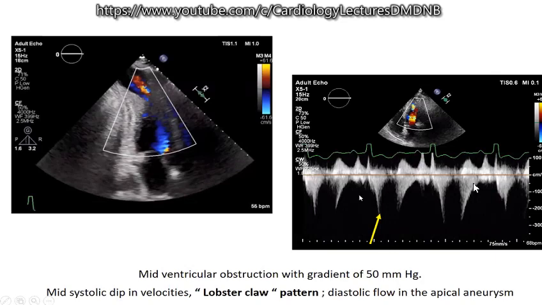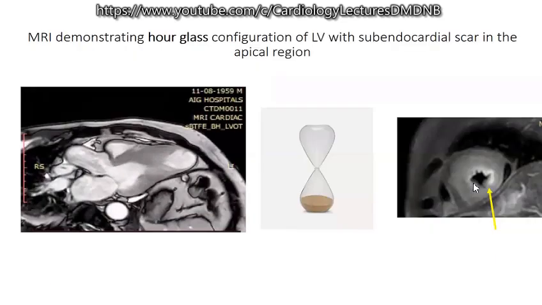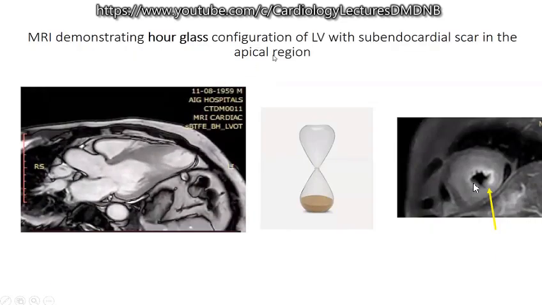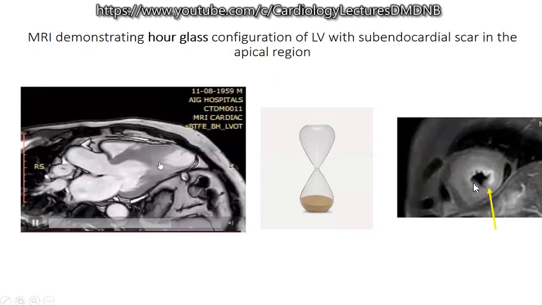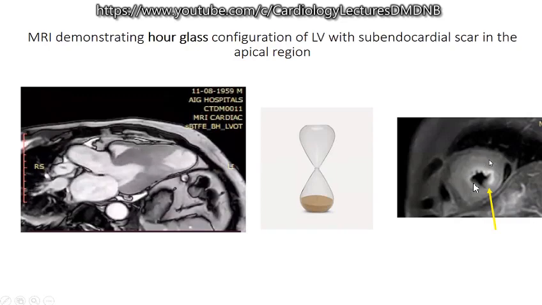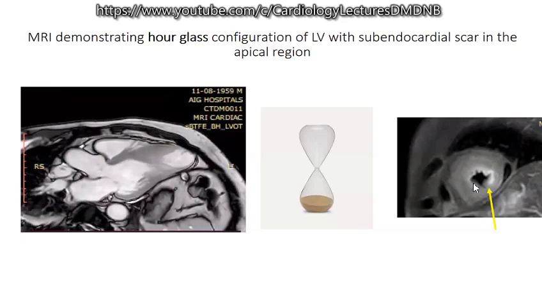The continuous wave Doppler shows that there is a significant obstruction in the midventricular region. And there is a mid-systolic dip in the velocities, indicated by the arrow, which has been described as a lobster claw pattern in some of the journals as well as the textbooks. We proceeded with an MRI for further risk stratification. The MRI picture shows a classical hourglass appearance due to the severe midventricular obstruction. Also important is that the MRI demonstrates the subendocardial scar in the region of the apical aneurysm that forms the substrate for the ventricular tachycardia that the patient is suffering from.